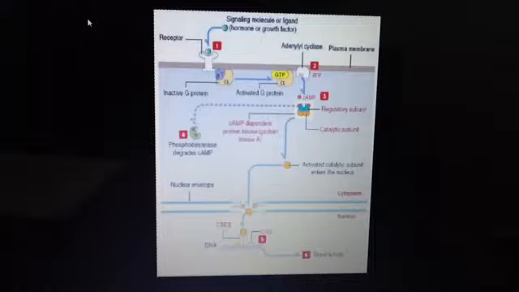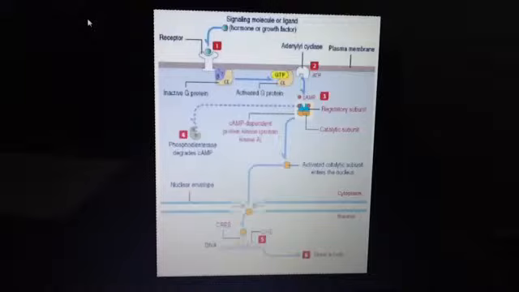Number 2, let's look at adenylyl cyclase. Adenylyl cyclase is activated by the guanosine triphosphate (GTP) bound G protein subunit alpha, separated from the beta and gamma subunits, and then cAMP is formed from ATP. So that's what's happening in 2. Now let's follow the cAMP and see what happens.